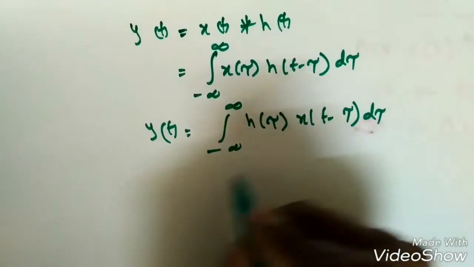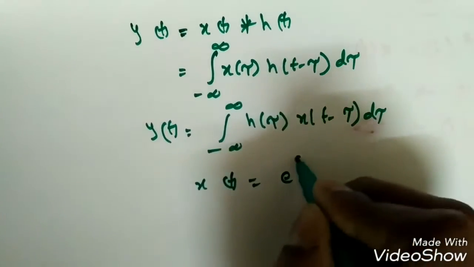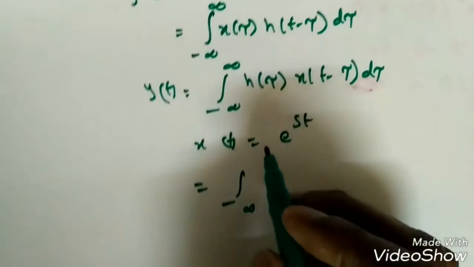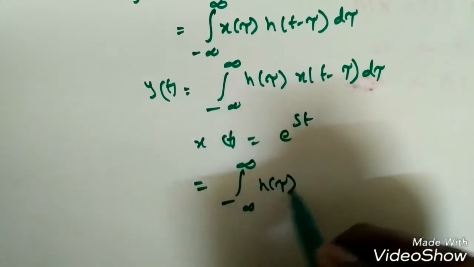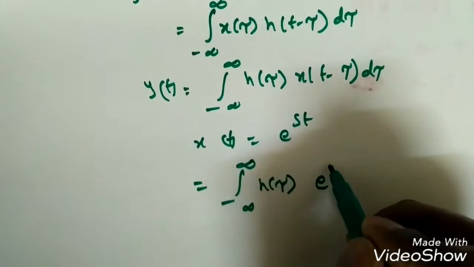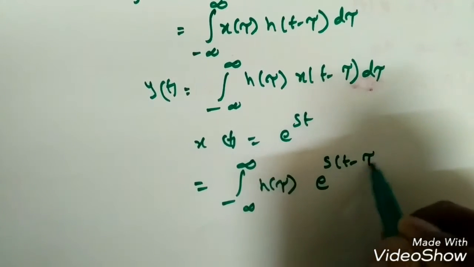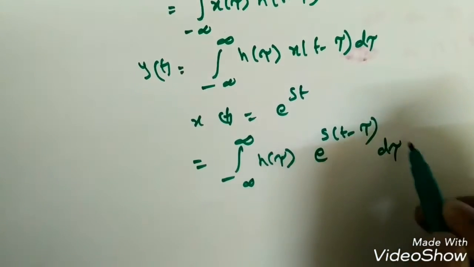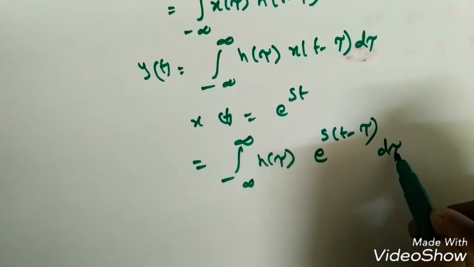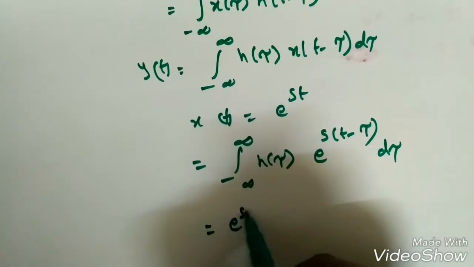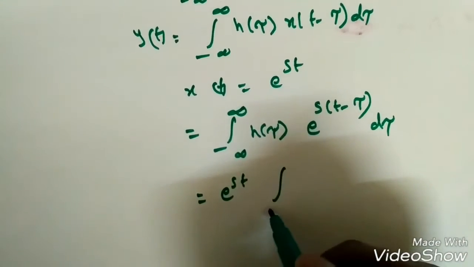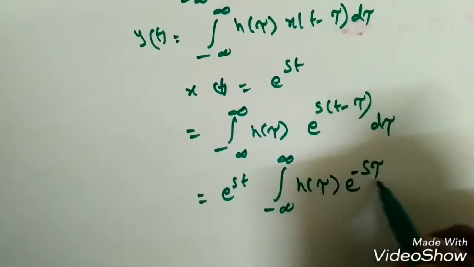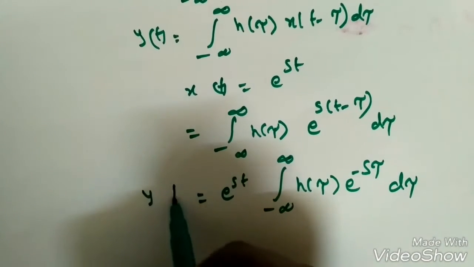Now x of t is given. What is x of t? It is nothing but e power st. Now we need to shift this. So from this equation it becomes the integration from minus infinity to infinity of h of tau times x of t minus tau, that is e power s into t minus tau, d tau. Now e power st I can take outside, because we are integrating with respect to tau. So e power st is a constant. It becomes e power st times the integration from minus infinity to infinity of h of tau e power minus s tau d tau. This is y of t.